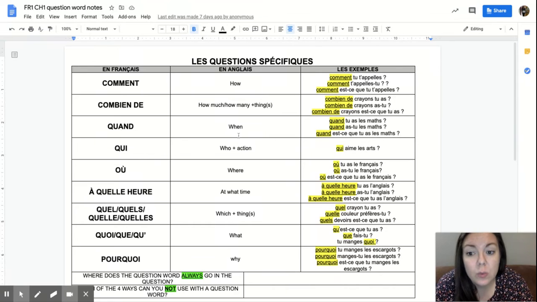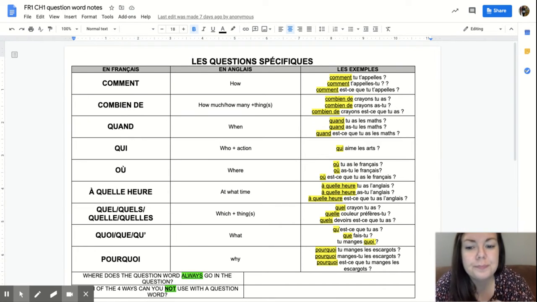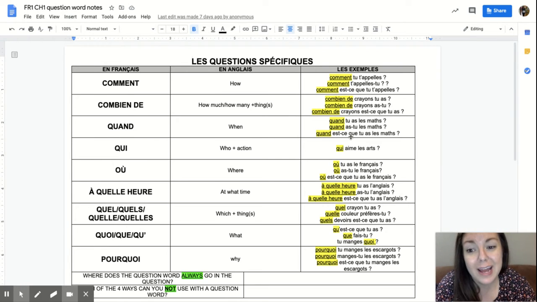Quand is when. So practice saying that with me, all by yourself right now. Quand. Quand. Okay? QU in French does not make a quoi sound. So quand, when. Quand tu as les maths, when do you have math? Inflection. Quand as-tu les maths? When do you have math? Inversion. Quand est-ce que tu as les maths? Est-ce que. When do you have math? Notice again that the question word goes before est-ce que.